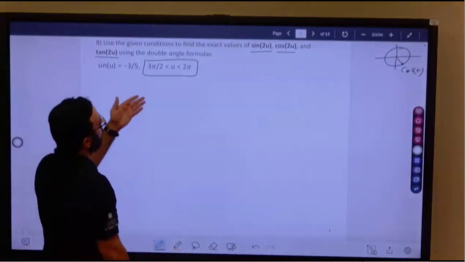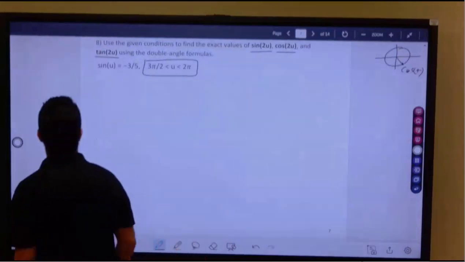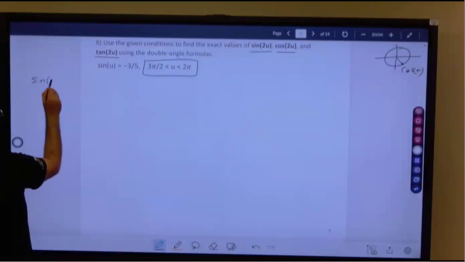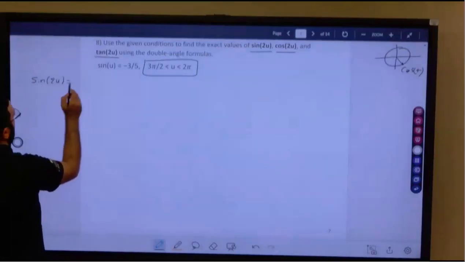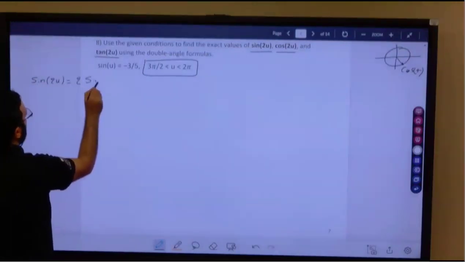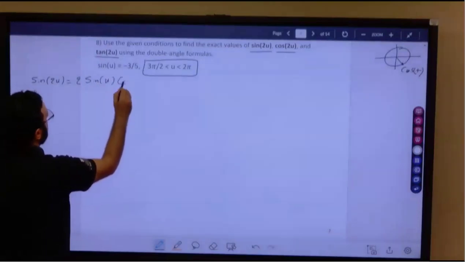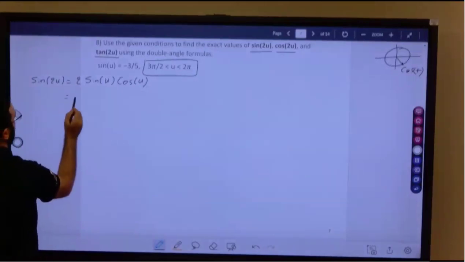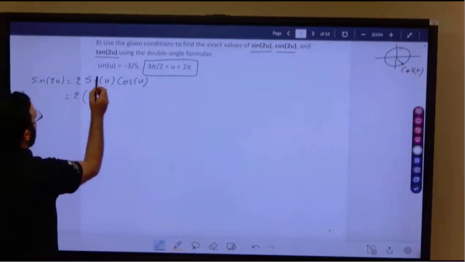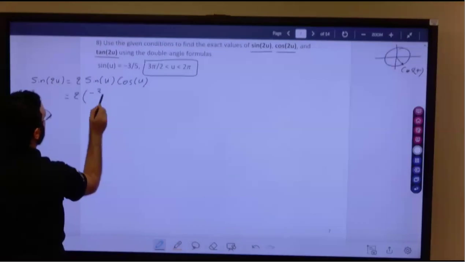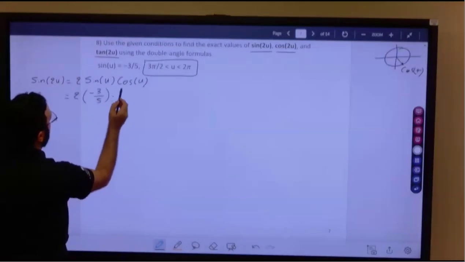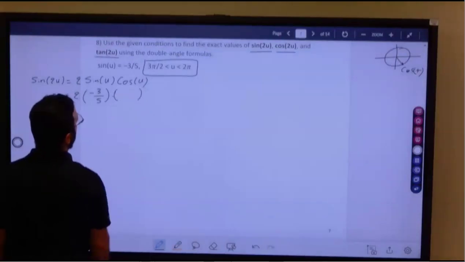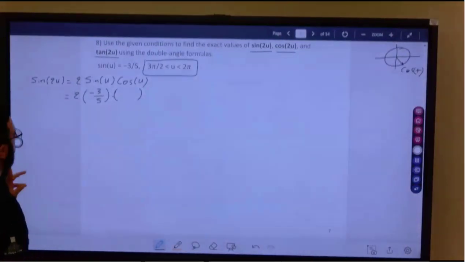So let's check how we're going to solve this one. The first thing we need to find is sine 2u. The formula for double angles says sine 2u equals 2 sine u cosine u. This is the formula. I have sine u, which is -3 over 5, times, but we don't have cosine u. So how are we going to find that? You have two methods to find that.